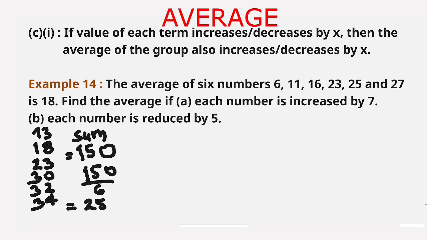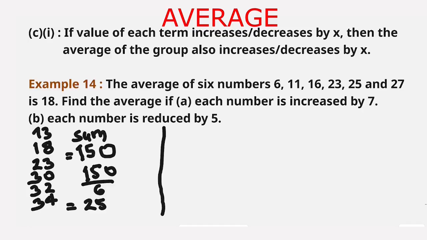It means that if every number is increased by 7, then the average also increases by 7. The earlier average was 18 and now the average is 25. And that proves point C, part 1, which says that when any number is increased by x, then their average also increases by x. Now we go to part B of it.